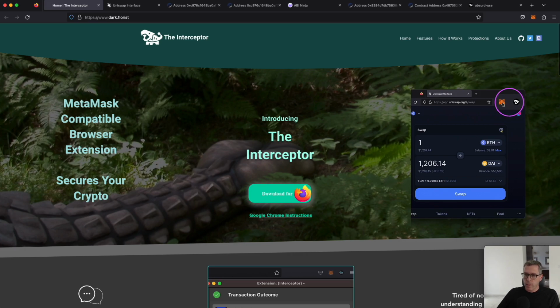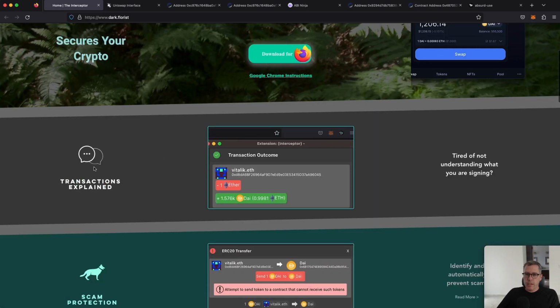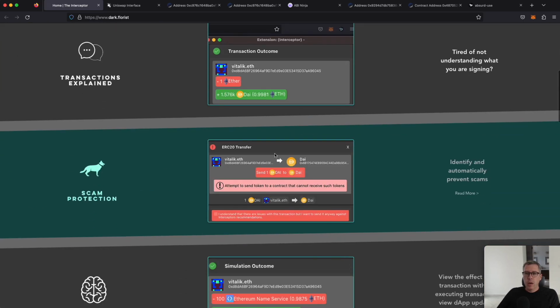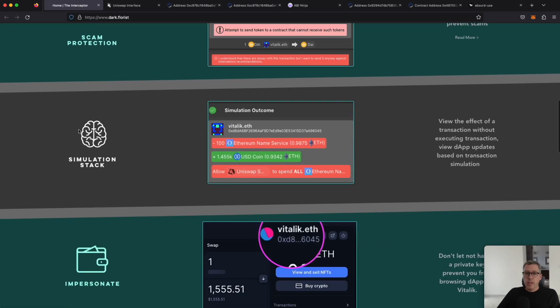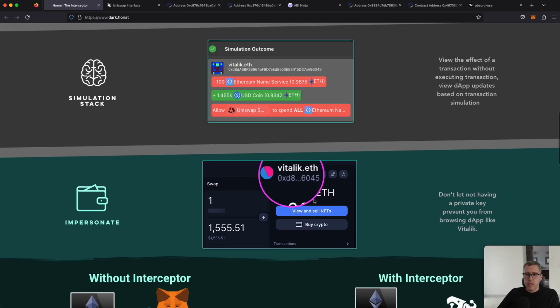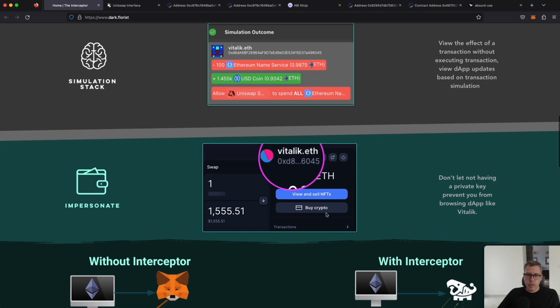The Interceptor is a browser extension that works in conjunction with MetaMask and improves the usability and security of interacting with Ethereum dApps. Adding the Interceptor adds things such as transaction simulation, being able to see what transactions do if they are confirmed on-chain, and provides built-in scam protection. It creates simulation stacks, which effectively act as forks of Ethereum that allow you to have lots of transactions that you are simulating at the same time. It also allows impersonation, where you can take any Ethereum account out there, including Vitalik's or anyone you find, and add it to the Interceptor and browse Ethereum as if that was your private key that you were operating with, even though you can't create signatures.